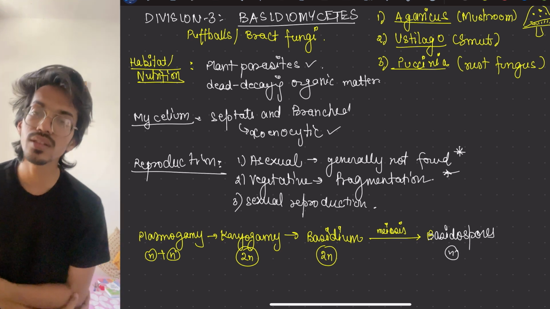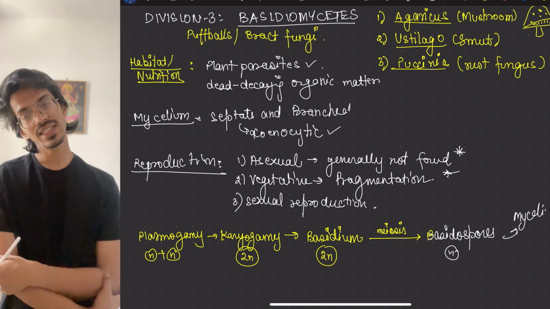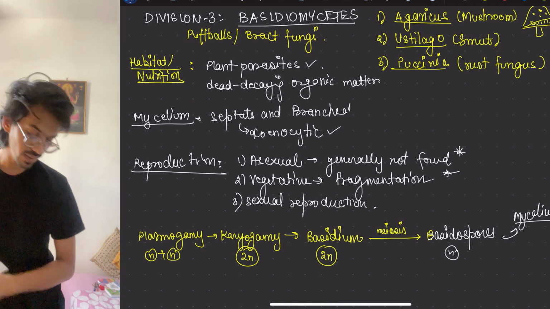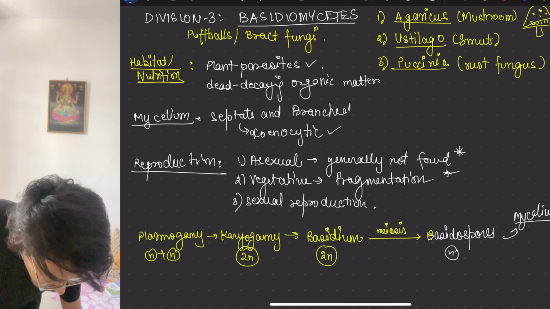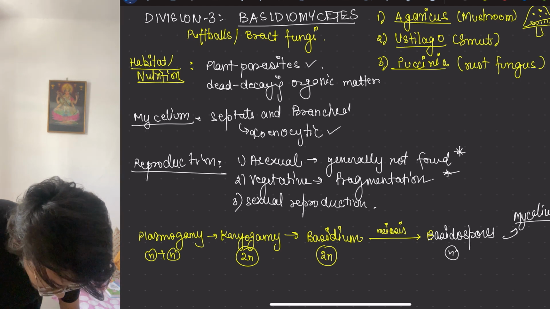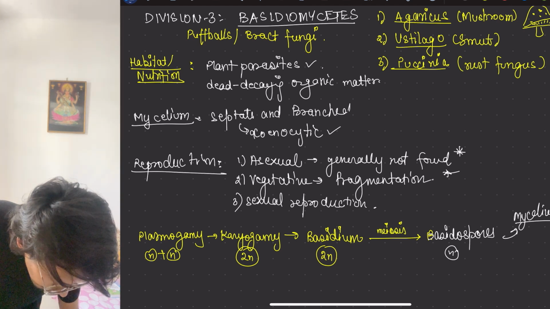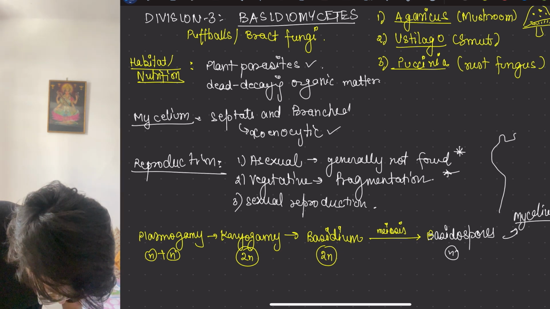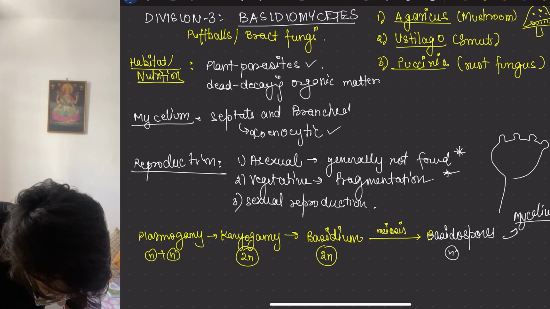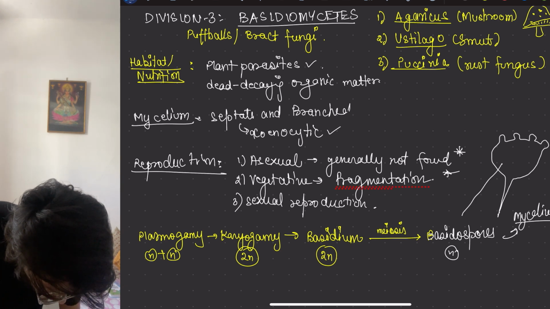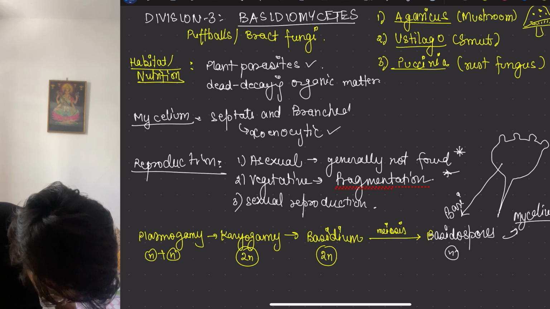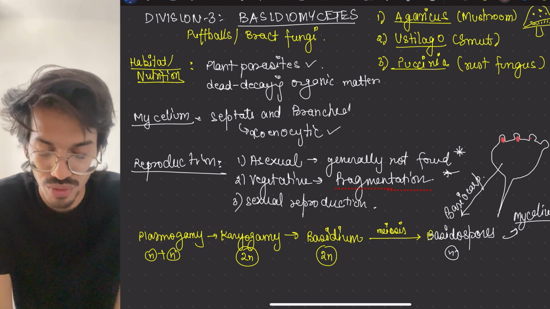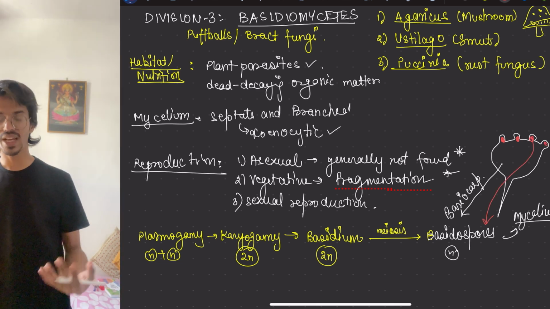So here the fruiting body is what? Basidiocarp, inside which the basidiums are present. Now the only thing is that these basidiospores are present on the outside. If you look, it appears something like this. So this is your basidiocarp, and basidiospores are present on it, formed by the haploid divisions. That's all about the basidiomycetes.